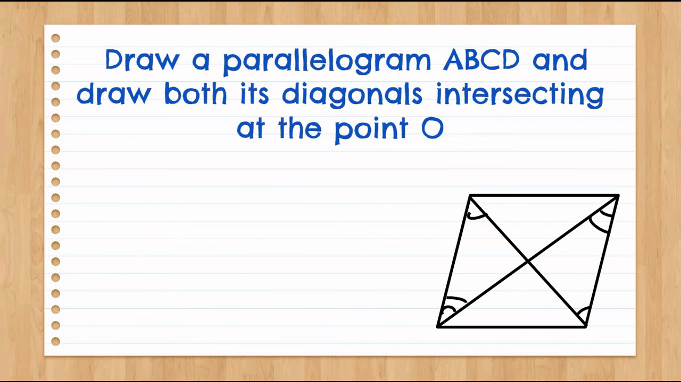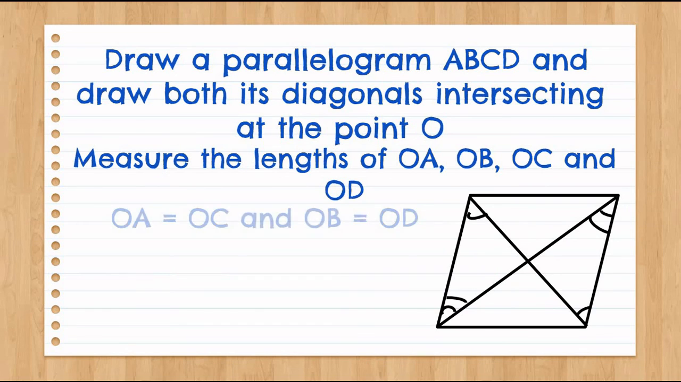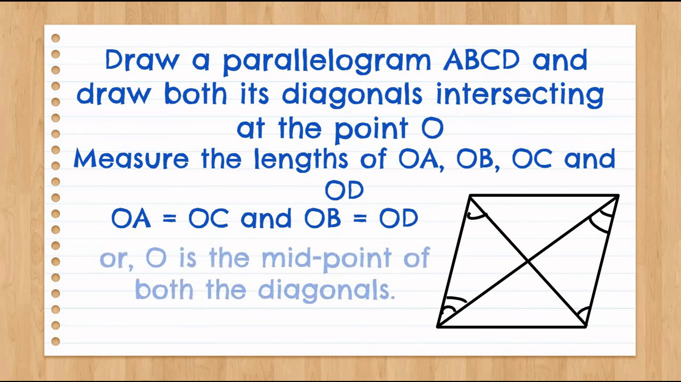Let's explore something more. There is yet another property of a parallelogram. Let us study the same now. So draw a parallelogram ABCD and draw both its diagonals intersecting at the point O. Then measure the lengths of OA, OB, OC as well as OD. So what do you observe? You will observe that OA is equal to OC and OB is equal to OD. Or we can also write it as: O is the midpoint of both the diagonals. So I want you to find out how we can state this theorem, that is theorem number 6.